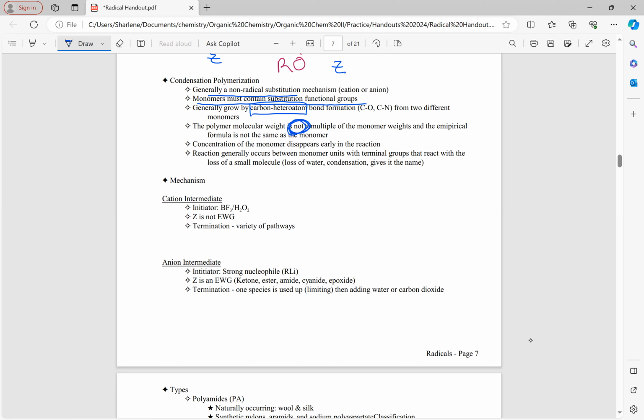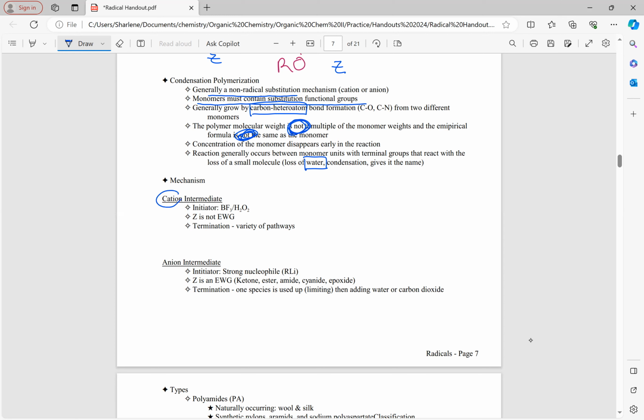And the empirical formula is not the same because now we have combined two different types of molecules. The concentration of the monomer disappears very early in the reaction because we're taking two things to react at the beginning. And that usually loses some kind of a little molecule. Water gives it the name condensation. All right, well, what kind of a mechanism are we talking here? Well, if there's two types of intermediates, we have to look at them differently.